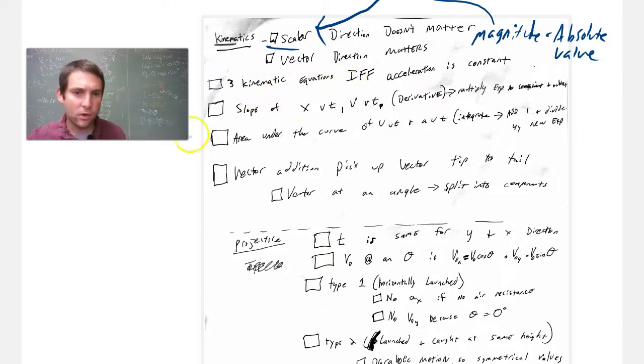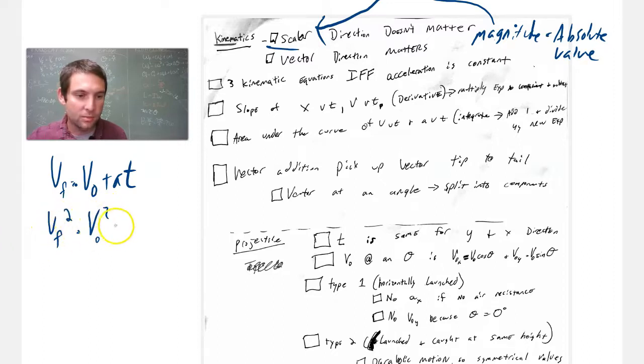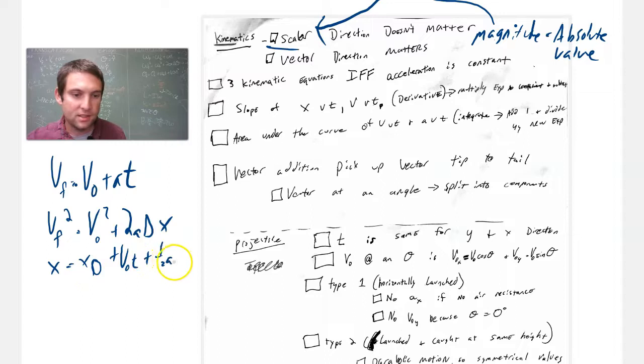Three kinematic equations work if and only if you have a constant acceleration. Those three kinematic equations are Vf equals V0 plus at, velocity as a function of time. Then we have the no-time equation, Vf squared equals V0 squared plus 2a delta x. And then finally, we have the displacement equation, which is x0 plus v0 t plus 1/2 at squared. Don't let that scare you. Remember, some of that is going to get canceled out with zeros, probably.